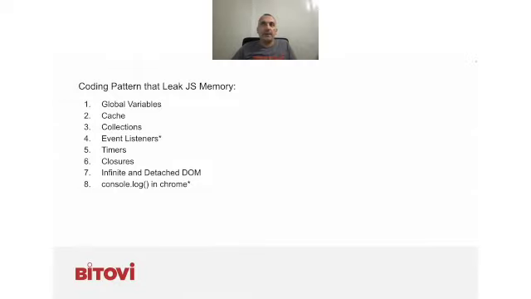Caching: if we're caching anything, and we keep adding to the cache and we don't have a mechanism to remove old stuff, then the memory is going to be filled. While this is not a problem of the garbage collector, it's a problem with the way we're using the memory. Collections, which are objects, arrays, maps, same thing. If we add stuff to them and we reference them some way, they will stay in the memory.